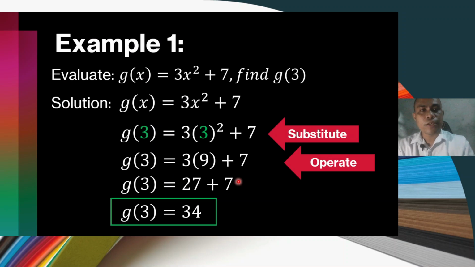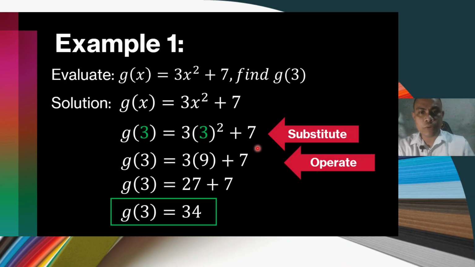First example: evaluate g of x equals 3x squared plus 7. We're going to find g of 3. Remember, 3 here is our input. Ano ba ang kinalabasan pag ni-replace natin ang x to 3? So, let's look at our solution. Naka-color green dito yung ating na-substitute na value, which is 3. So, if we substitute 3 for our step 1, magiging ganito ang itsura niya.